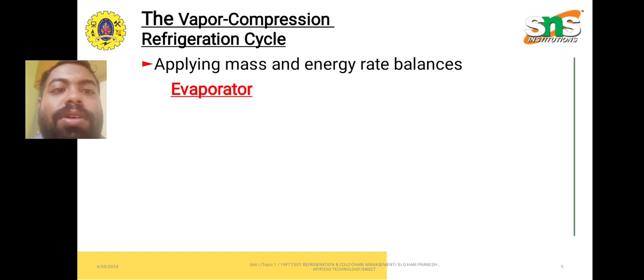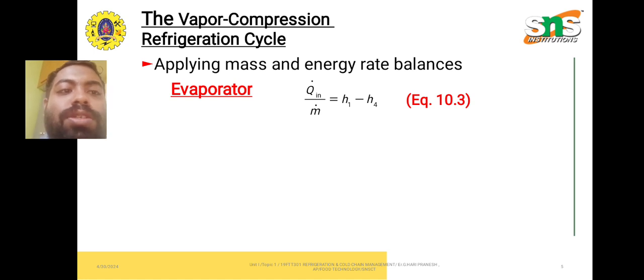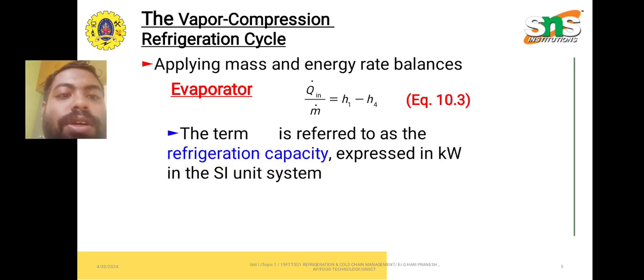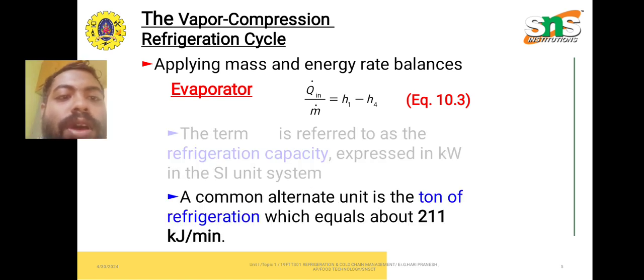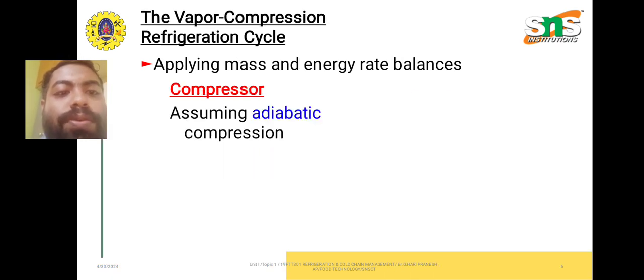Then, by applying the mass and energy rate balances for the evaporator, Q_in/m = h1 - h4. In this, the term Q_in is the heat, which is referred to as the refrigeration capacity, and it is expressed in kilowatts in the SI unit system. A common alternate unit is the ton of refrigeration, which is equal to 211 kilojoules per minute.